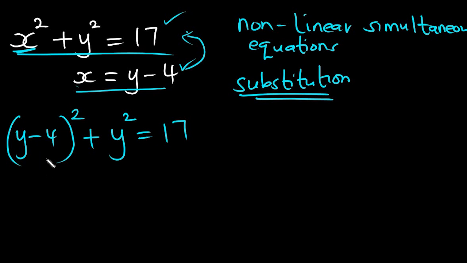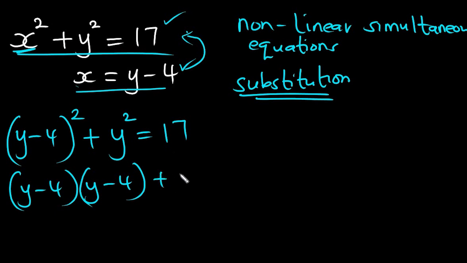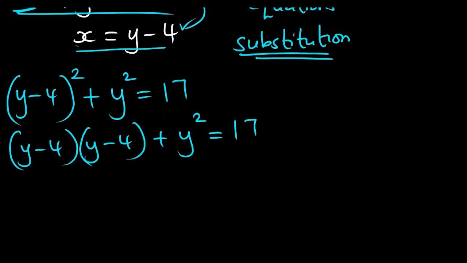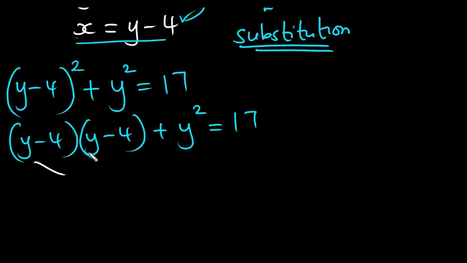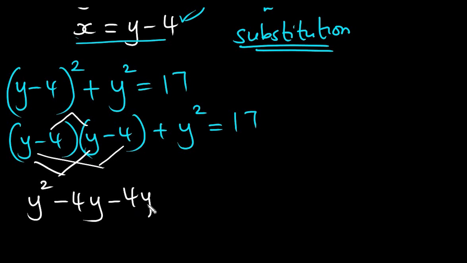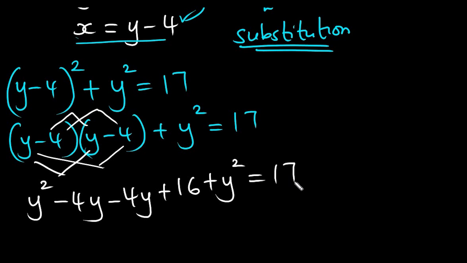So let's expand this. y minus 4 squared simply means y minus 4 multiplied by y minus 4. And then we have a plus y squared is equal to 17. So let's expand these double brackets. y times y gives us y squared. y times negative 4 gives us negative 4y. Then negative 4 times y, that's negative 4y again. Then negative 4 times negative 4, that's positive 16. And then we have plus y squared is equal to 17.